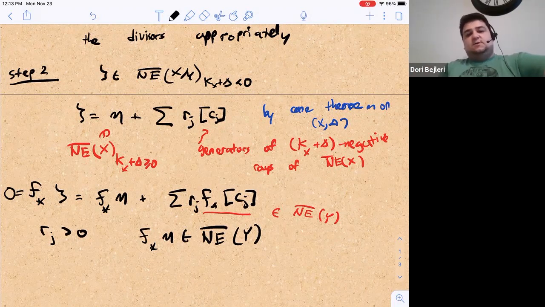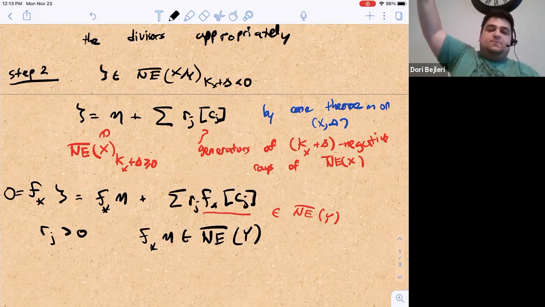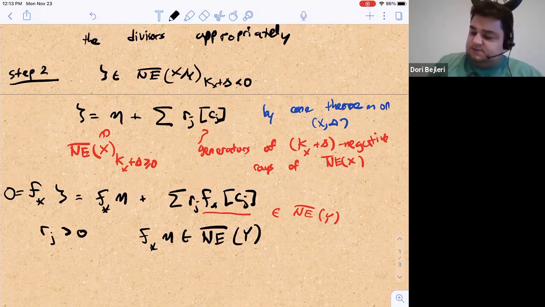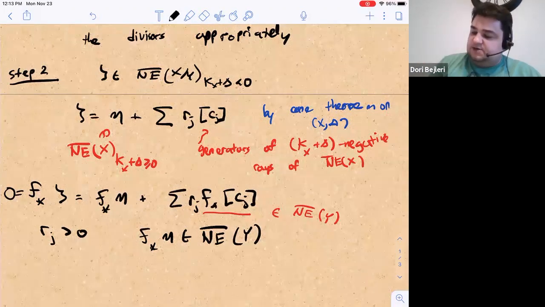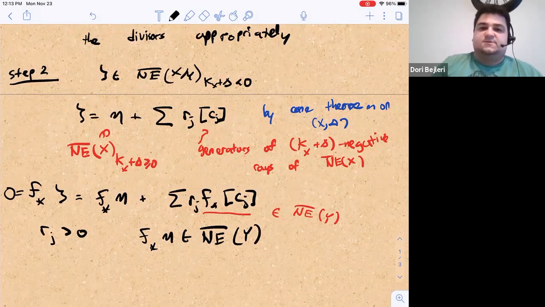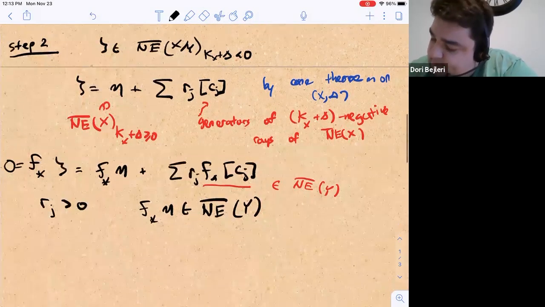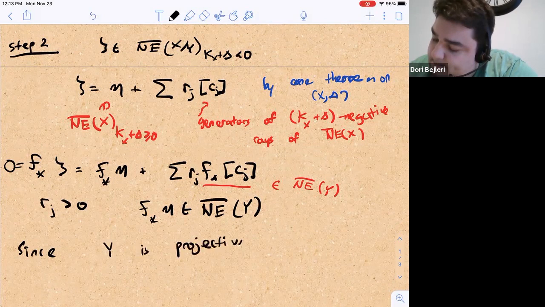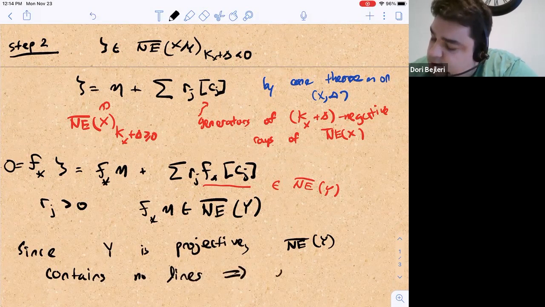The only way that could be the case, because Y is projective as well, so the cone of Y contains no lines either. We said that on a projective variety, the cone is strictly inside of a half space, because it's inside the half space cut out by any ample, so it can't contain any lines. And so if we have this non-negative convex combination of pseudo-effectives, but it's equal to 0, then each of the terms has to actually be 0. Since Y is projective, the cone of Y contains no lines, so each of these terms must be 0.